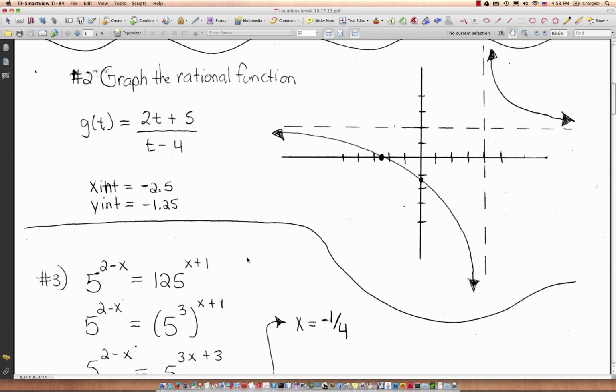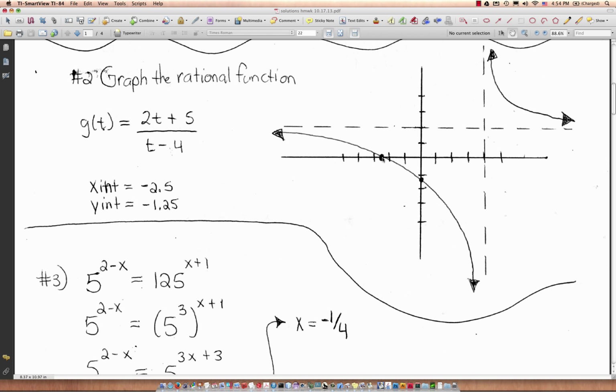Number 2, graph the rational function. What you need to do is you need to be able to graph all of your x-intercepts, all of your y-intercepts, all of your vertical asymptotes, and all of your horizontal asymptotes. So let's start with the x-intercept. To find the x-intercept, all you need to do is set the function equal to 0. Well, if you do that, it turns out that it's only the numerator that matters. So when does the numerator equal the number 0? When t is equal to negative 2.5. By setting this equal to 0, you can solve it, negative 2.5.